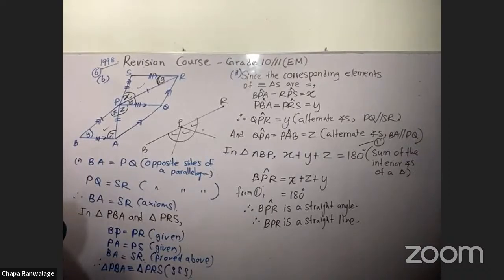Here I need to prove that APS is a straight line.